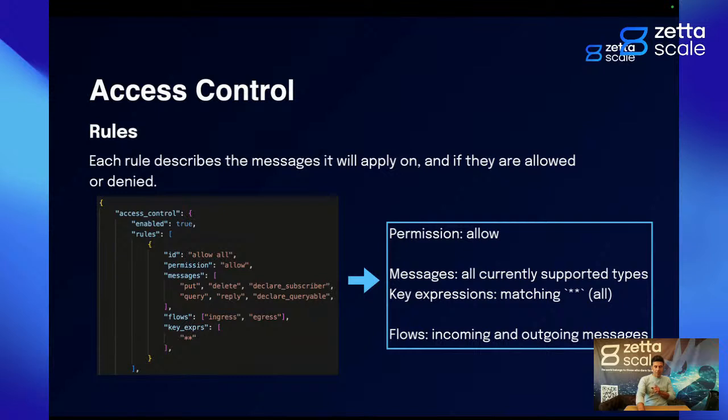In this case, we are allowing everything. The rule is called allow all because the permission is allow. The messages are all the messages on which you can predicate. The flows are ingress and egress, and the keys are star star. So we're actually allowing everything.